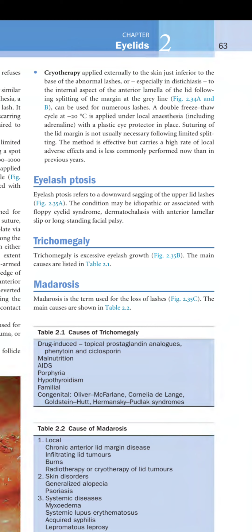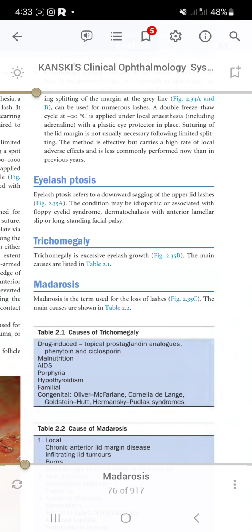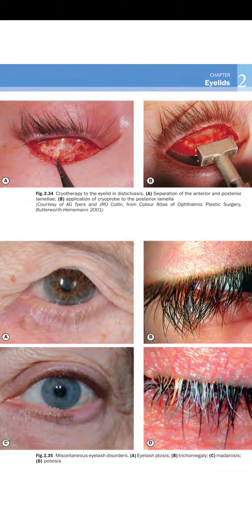So you apply minus 20 degrees Celsius under local anesthesia, and you place the eye protector first. So you do it at the internal aspect of the anterior lamellae, but in this case they are doing it in the posterior lamellae. They are placing it at the tarsal plate.